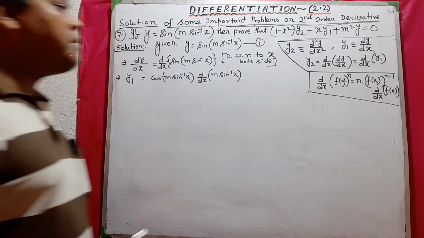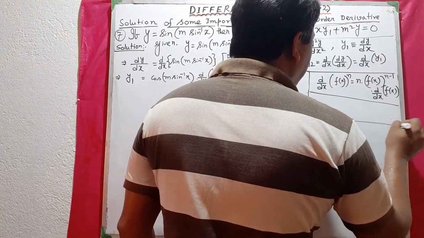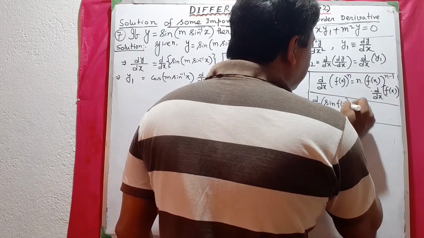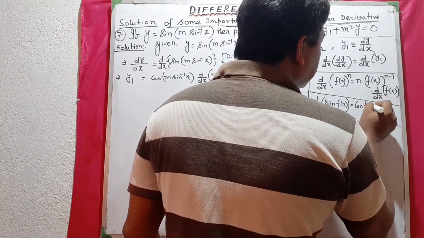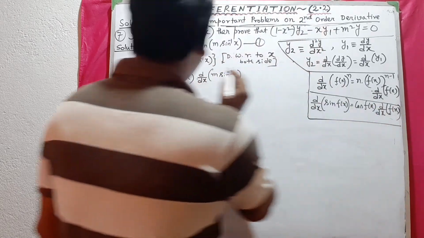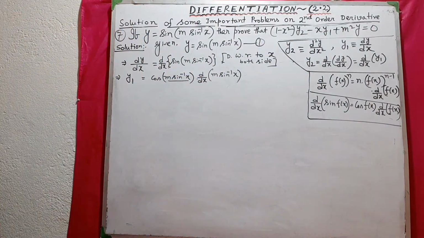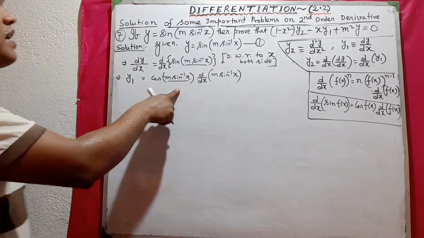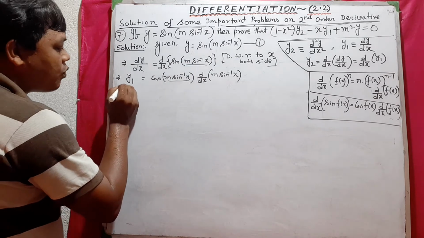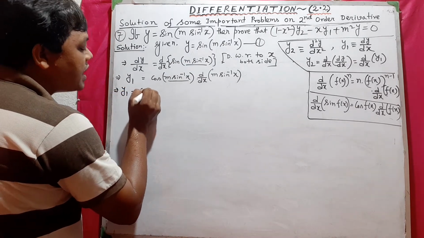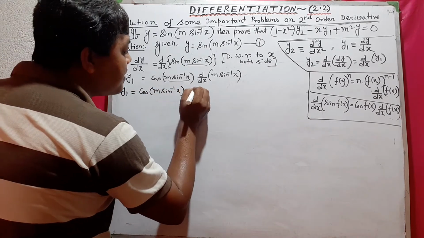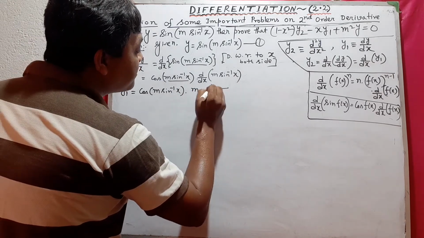Okay, let me just remind you what it was. d/dx of sin f(x) is cosine f(x) into d/dx of f(x). Here f(x) is m sin inverse x, so cos f(x). So that gives y1 equals cosine(m sin inverse x), and it is m into 1 over square root of 1 minus x square.